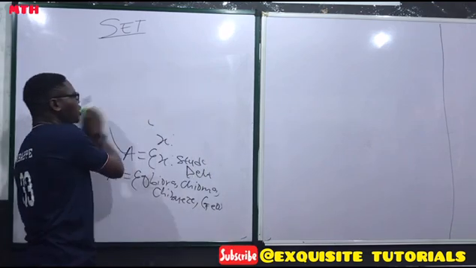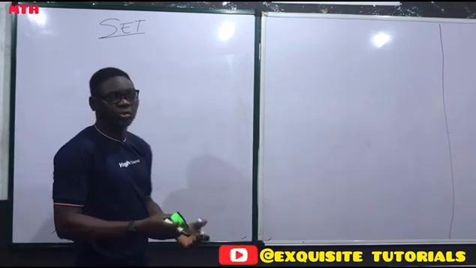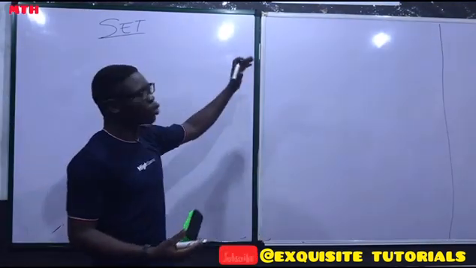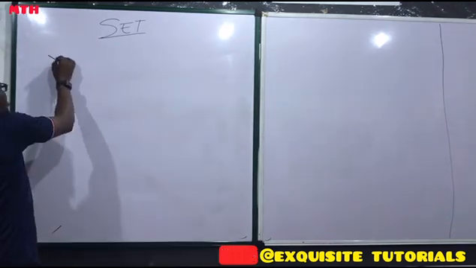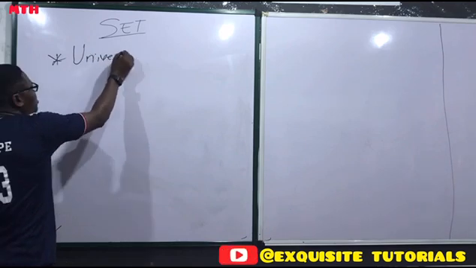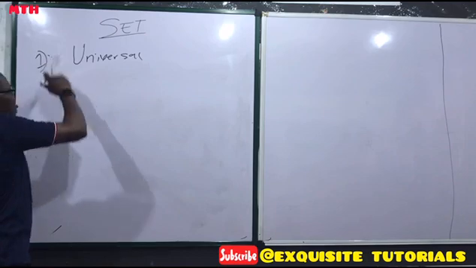So quickly, let's talk about some terms used in set. Some terms that are usually used every day in set. There are basically 14 terms we are going to talk about. After these 14 terms, we'll talk about number system, so you understand numbers. The first one is the universal set. Let me call it 1, the universal set.